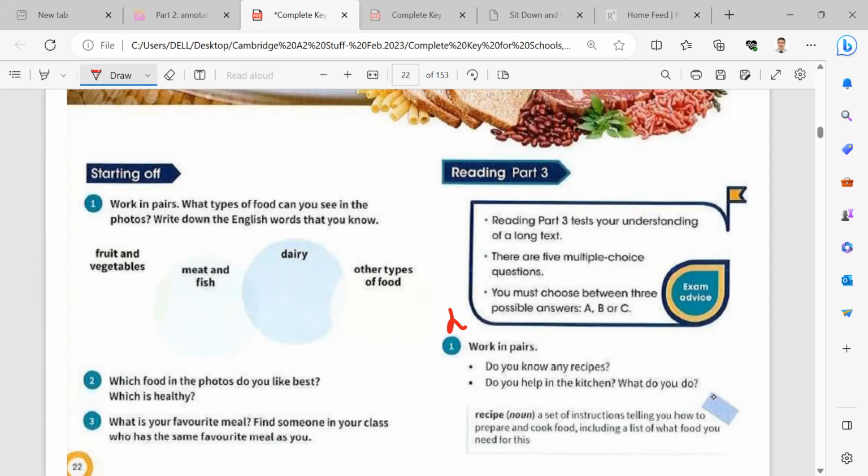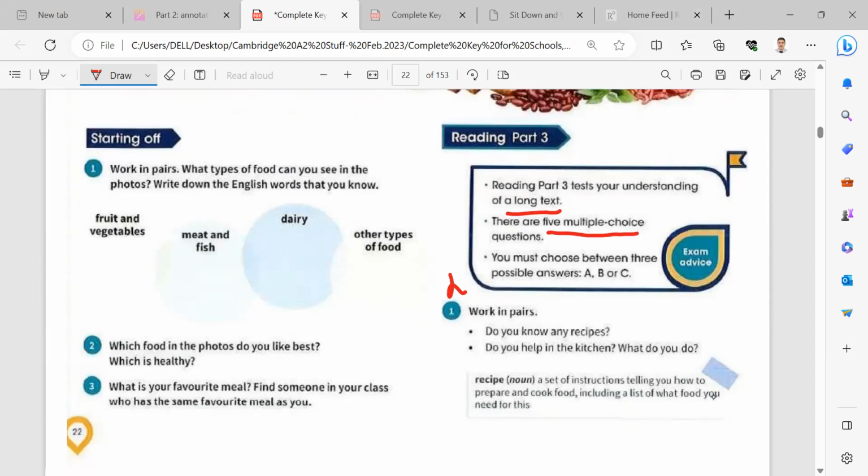Exactly. So part 3, as I told you, you have a long passage, a long text, and you have 5 multiple choice questions. You must choose between A or B or C. Okay. Here.